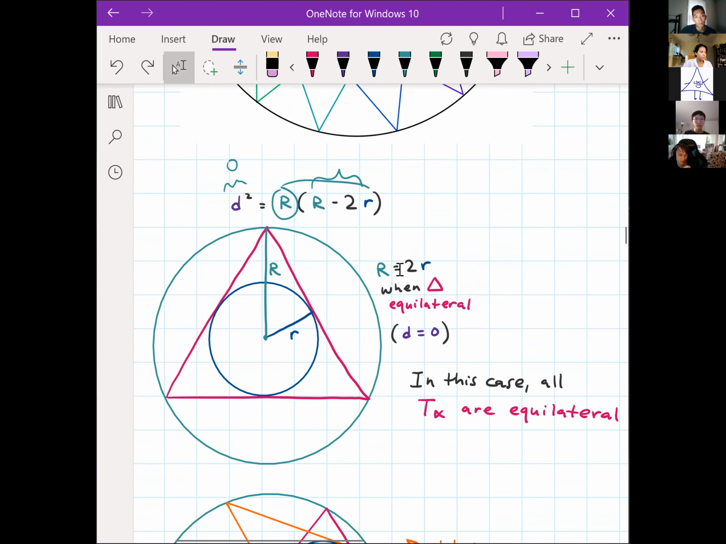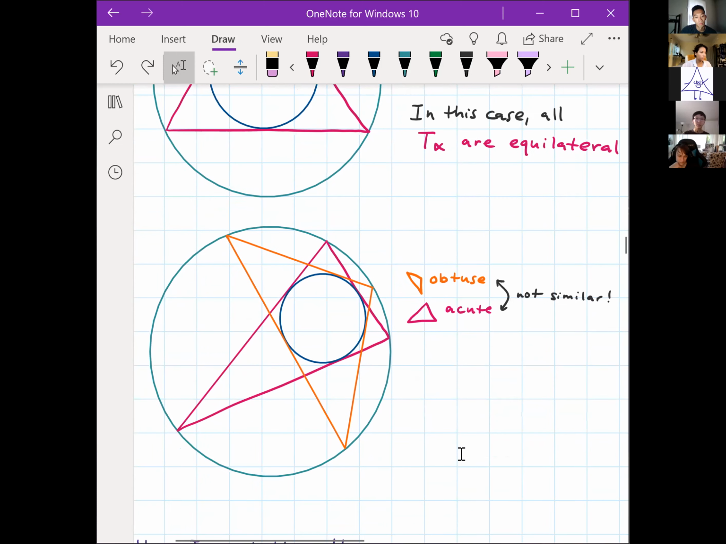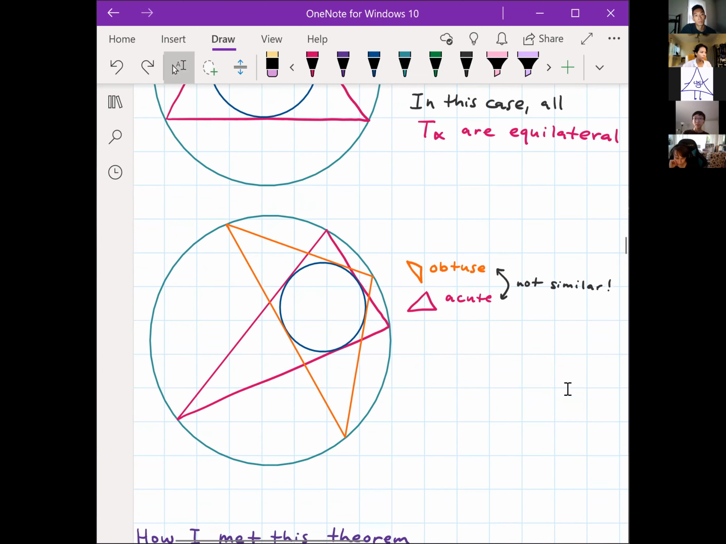But in general, we're not going to have all of the triangles being the same. If we look at this case, we've drawn 2 triangles in our family, and one of them is this pink acute triangle, and we also have this obtuse triangle, which are not similar. So in the general case, the family of triangles are all going to be pretty not similar looking.